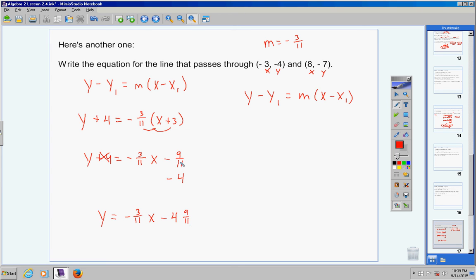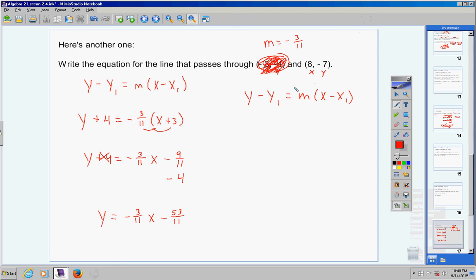Now, if you don't want to put 4 and 9/11, if you want to put 53 over 11, that's totally fine. Alright? Either way is acceptable. Now, what point did I just use for this model? This point. Okay? Now, forget this point. Now I'm going to use this point here, and you're going to see that using this point here gives the exact same answer.